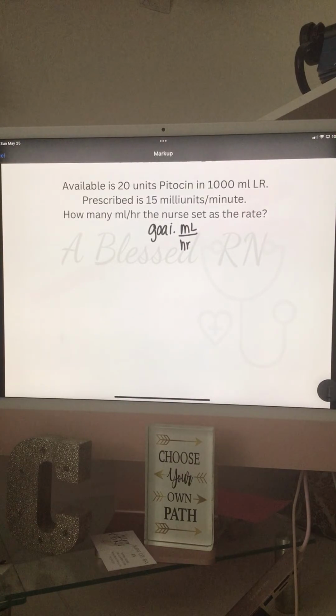Okay. So what's together stays together, right? 20 units is in, you see that? In, that's the wedding ring word, so they are bound together. 20 units is in that lactated ringers. And then we are prescribed 15 milliunits, I'm not writing milliunits out, per minute. And so now, what is our goal? What are we starting with?